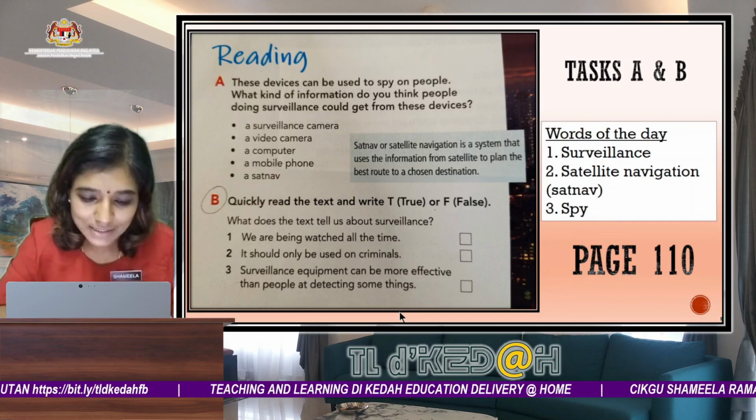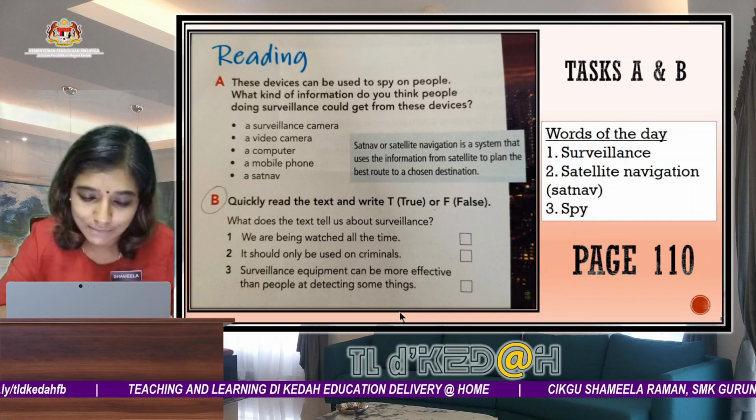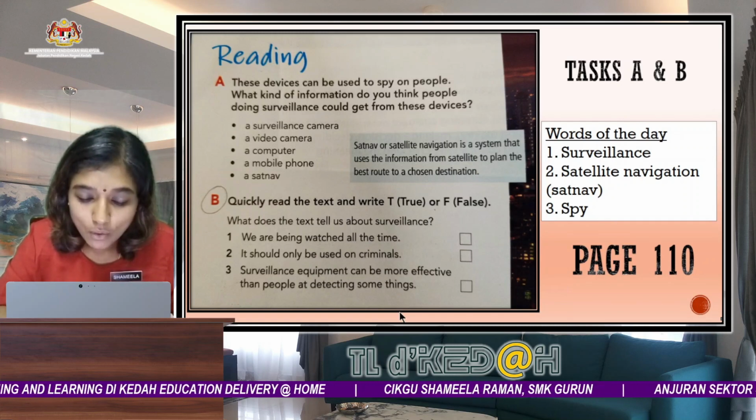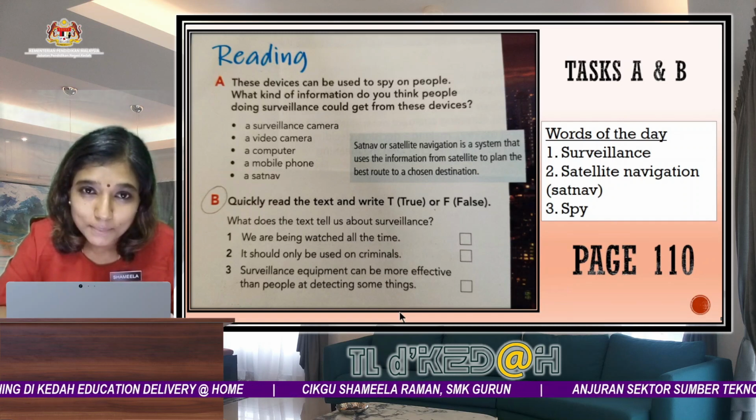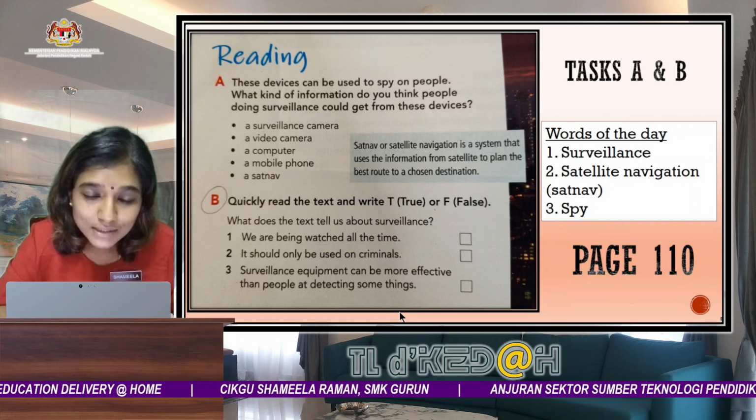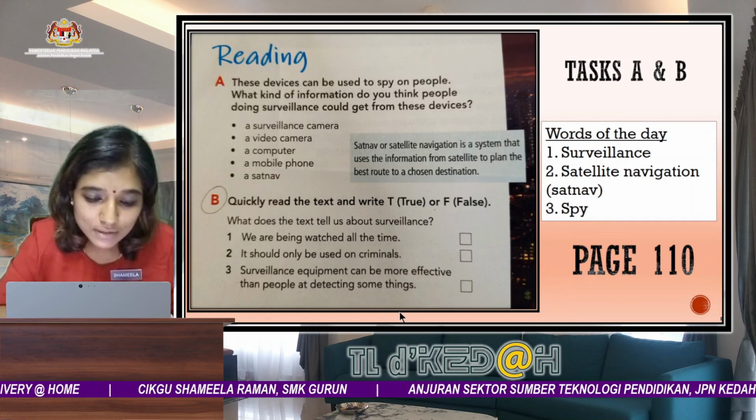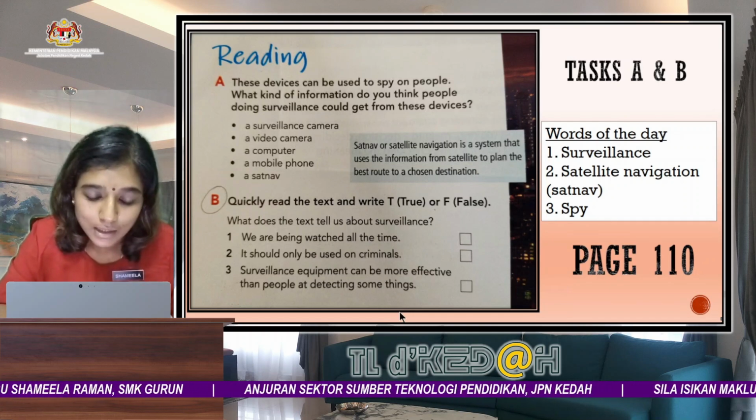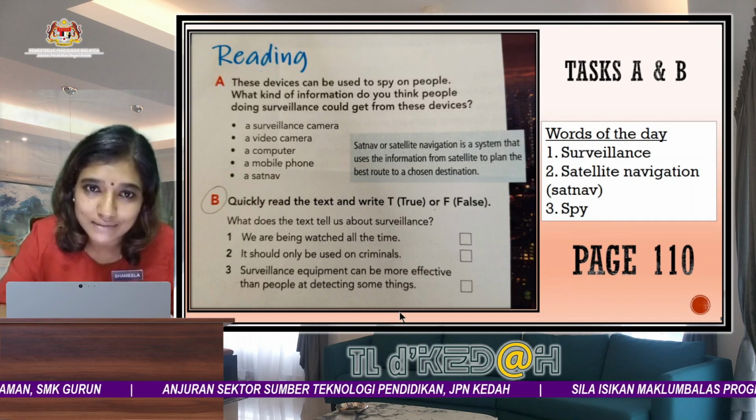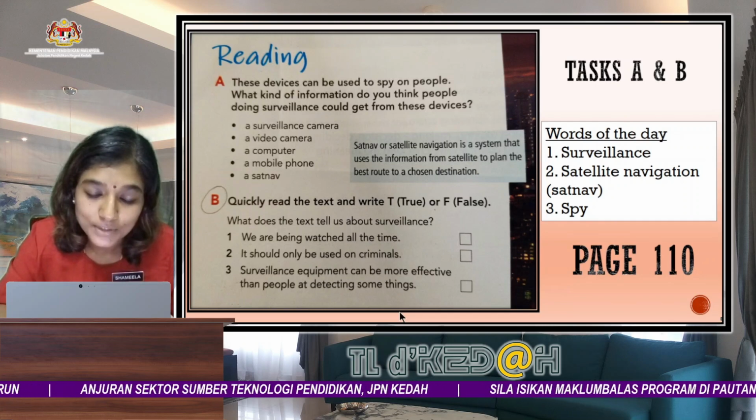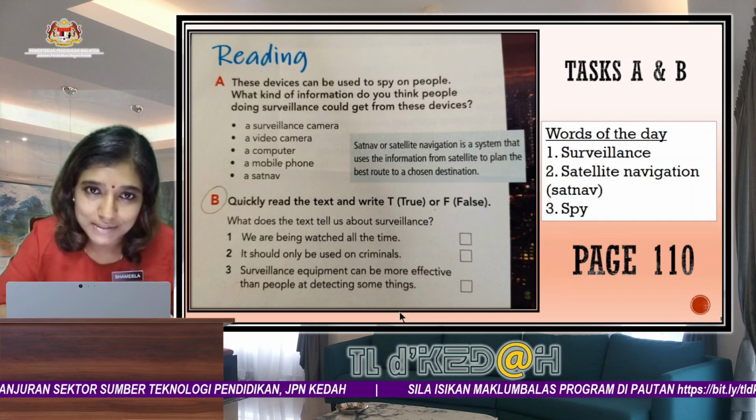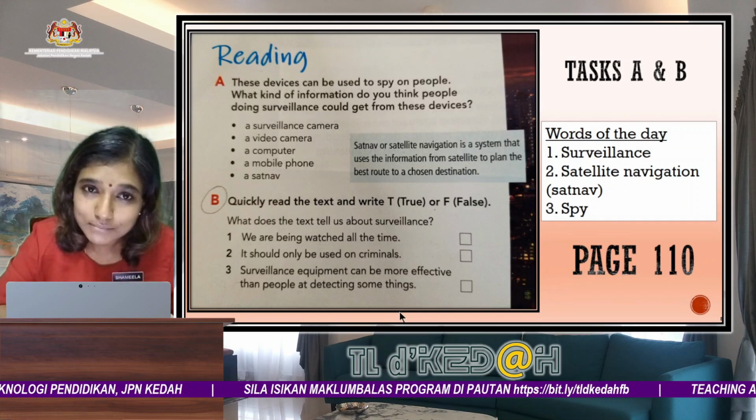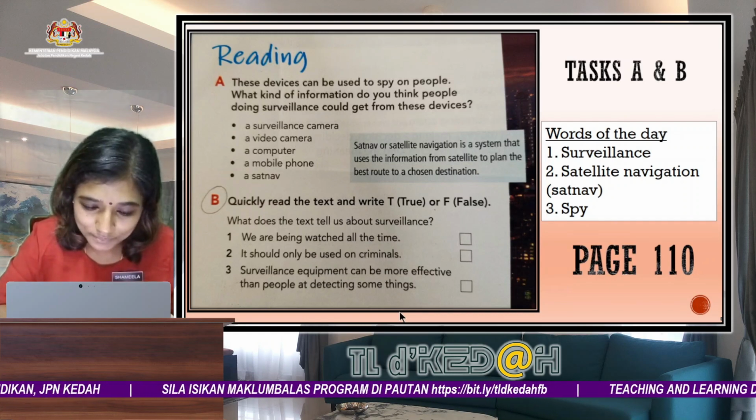What does the text tell us about surveillance? Okay? We are being watched all the time. For the answer, you have to look at the text because we cannot answer on our own. That is the purpose, okay? You have to know the questions are asking the details based on the text, okay? So we are being watched all the time. What do you think?